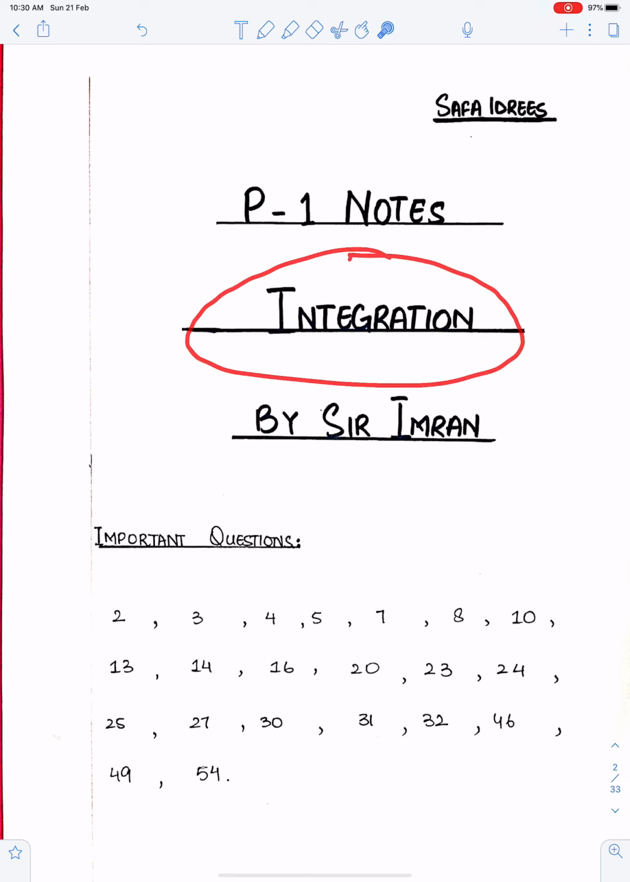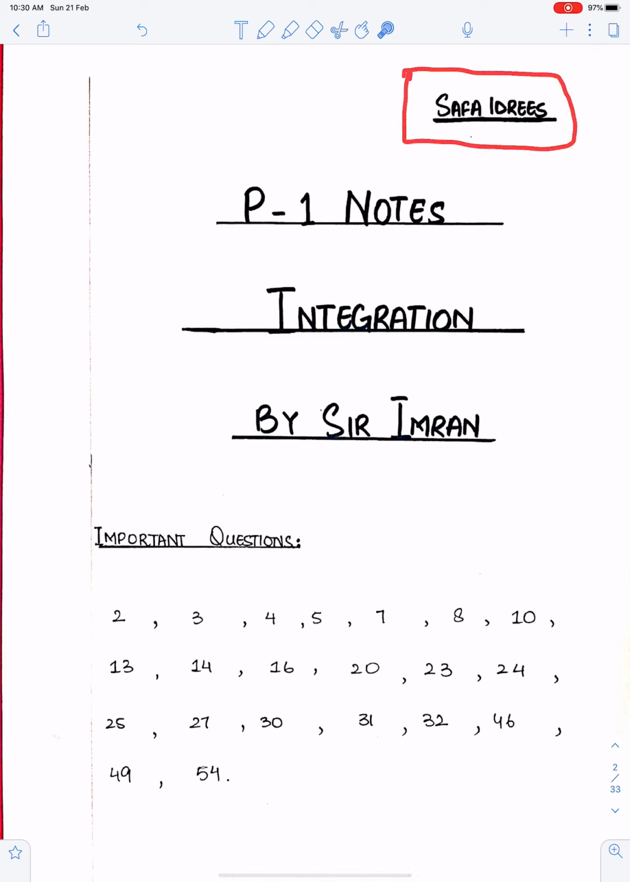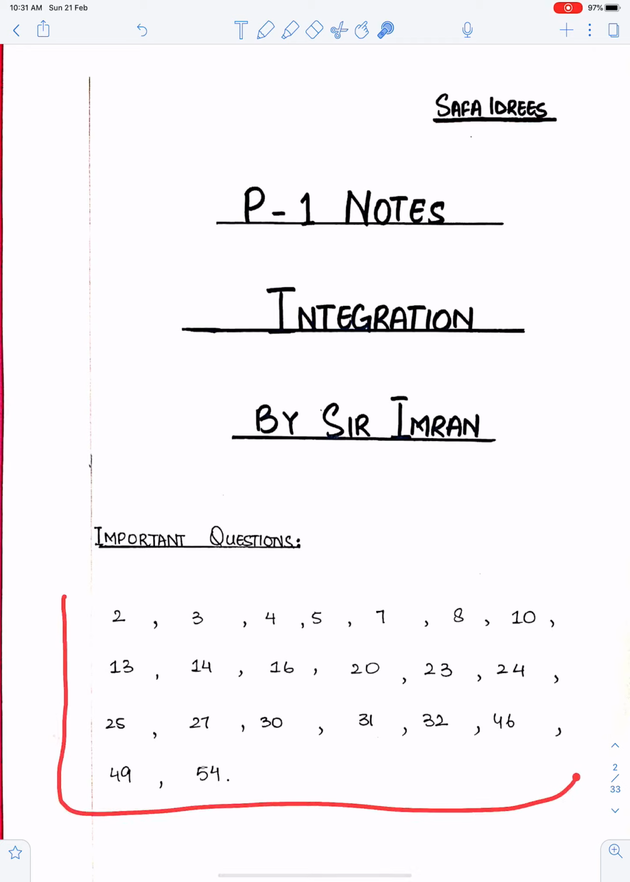Integration. The topic of this lecture is the important concepts of integration. For this lecture, I am using the work of one of my most dedicated and hardworking students, Miss Safai Idris, of class 2020, the Lyceum. This is the list of important questions of this chapter from my practice book.